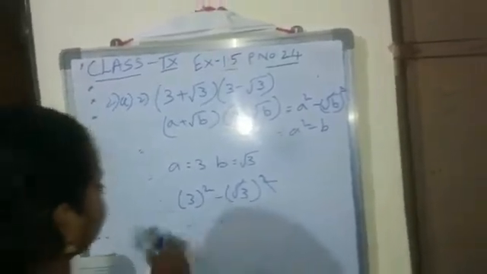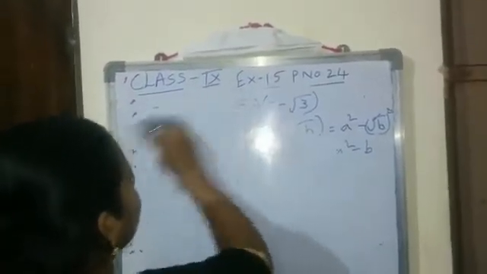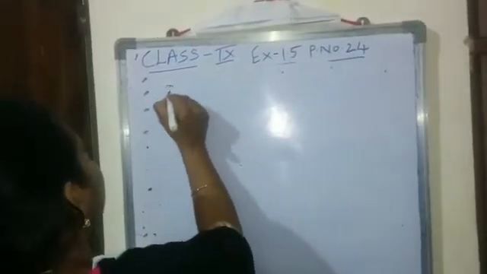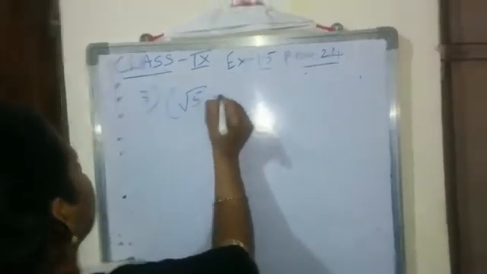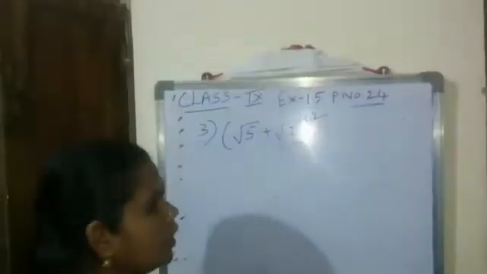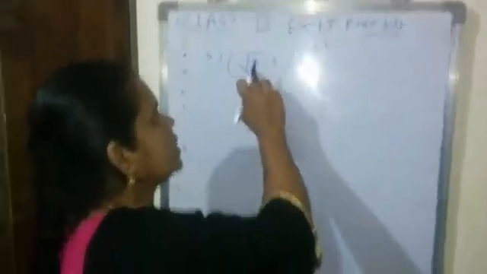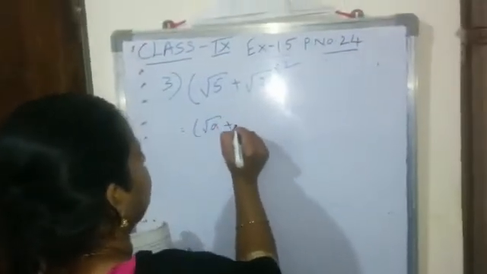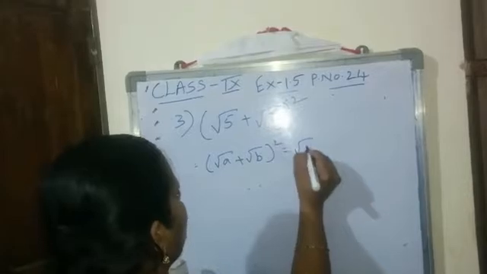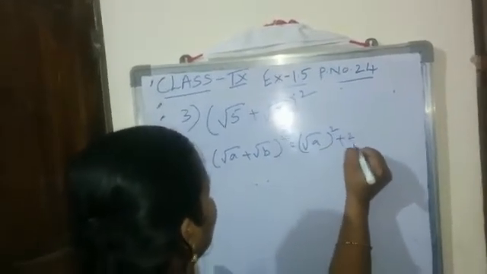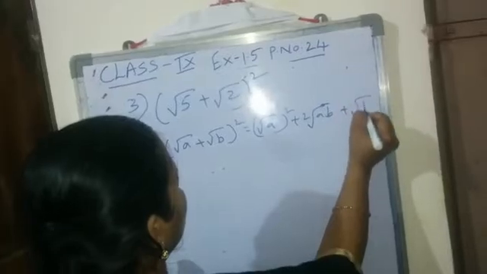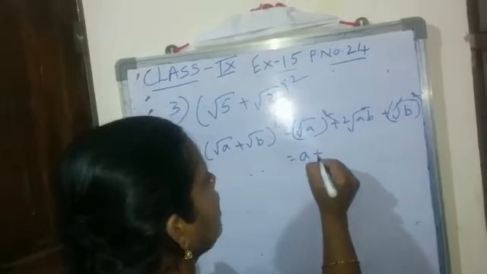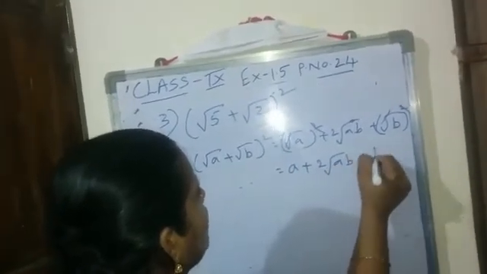Now third one. (Root 5 plus root 2) square. Now children, if you are observing here, this is root a and root b. So the identity is (root a plus root b) square is equal to root a square plus 2 root ab plus root b square. Now square and root will be cancelled. So a plus 2 root ab plus b.